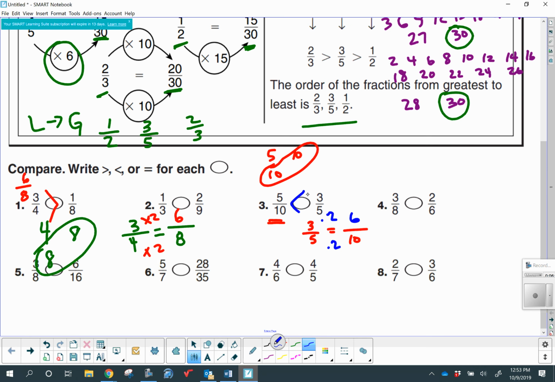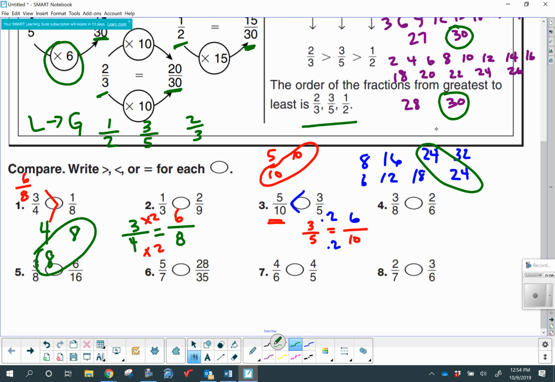All right, I'm going to try number 4. I have 3/8 and 2/6. Again, I cannot compare them until I have a common denominator. So I'm going to list my multiples of 8, 8, 16, 24, 32. Then I'm going to do the same thing with 6. 6, 12, 18, 24. Bingo, I have my common denominator of 24.